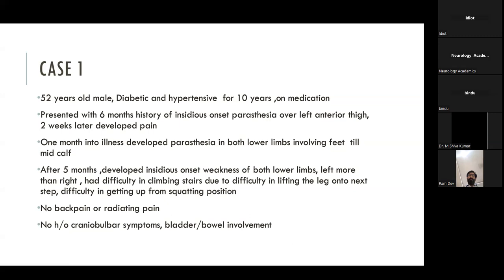At the presentation, sensory involvement was on the left, so that can indicate a plexus involvement. But later on, he developed bilateral sensory paresthesia as well as weakness which involves multiple nerves. So peripheral neuropathy. Bilateral plexus. Second is that there are neuropathy-like symptoms. What is the differential diagnosis?